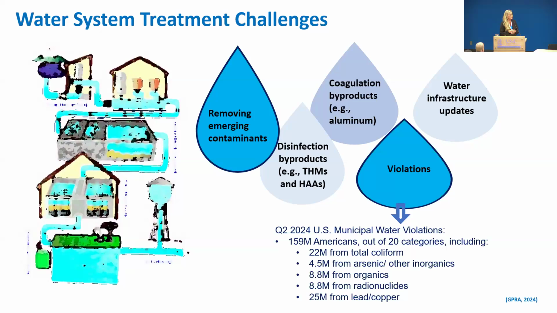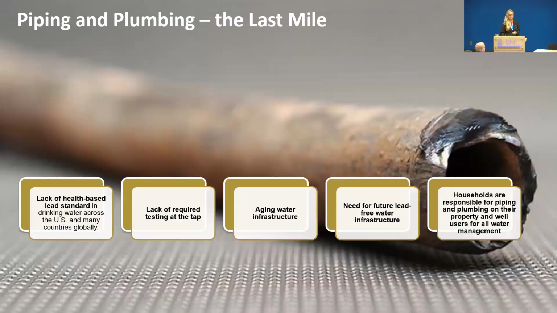And you can see there, 22 million from total coliform, 4.5 million from arsenic or other inorganics, 9 million from organics, 9 million from radionuclides, and 25 million from lead or copper. And that's within our existing regulatory system. And within that, we're now focused on all of these water infrastructure updates, which are happening, and there's funding being made, but it's a huge process. The last mile, as Erin noted in the plenary, is really that piping and plumbing, and what do we do? How do we do it, both functionally, and then how does it go back to the regulatory standards?